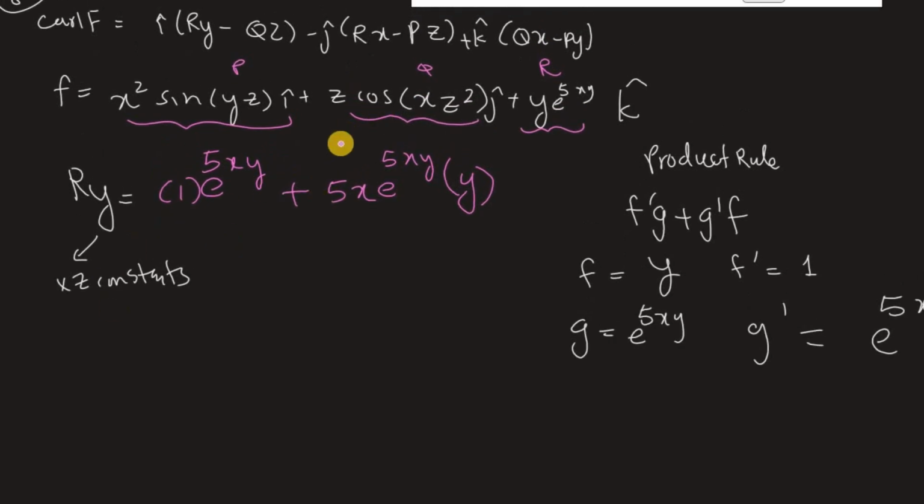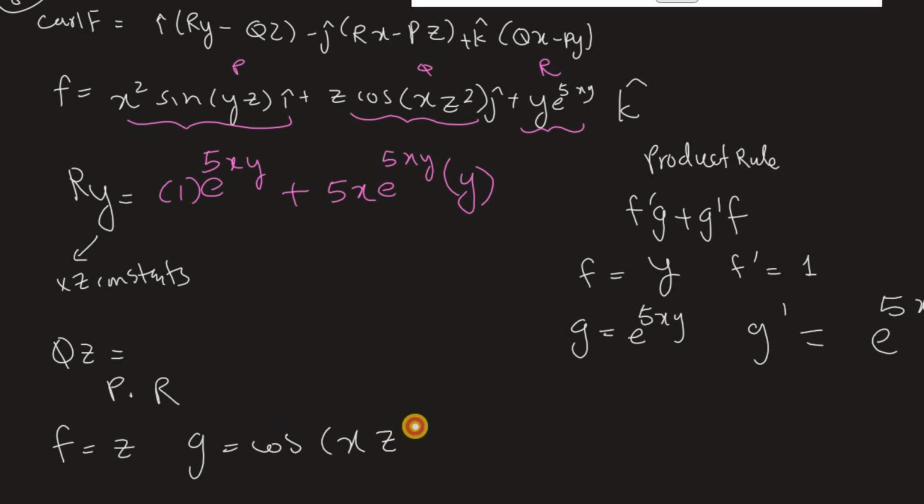Okay, so let's go ahead and now find qz. So the partial derivative of q with respect to z. So this is the function q. We are calculating this with respect to z. Here again, you see you have z over here, and another function with z inside it. So this is the product rule again. So we have f as z, the first function, and g as cosine of xz squared.